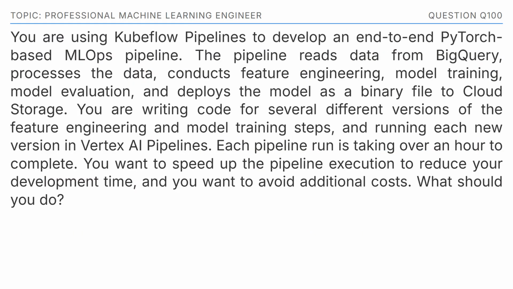You are using Kubeflow pipelines to develop an end-to-end PyTorch-based MLOps pipeline. The pipeline reads data from BigQuery, processes the data, conducts feature engineering, model training, model evaluation, and deploys the model as a binary file to cloud storage. You are writing code for several different versions of the feature engineering and model training steps, and running each new version in Vertex AI pipelines. Each pipeline run is taking over an hour to complete. You want to speed up the pipeline execution to reduce your development time, and you want to avoid additional costs. What should you do?